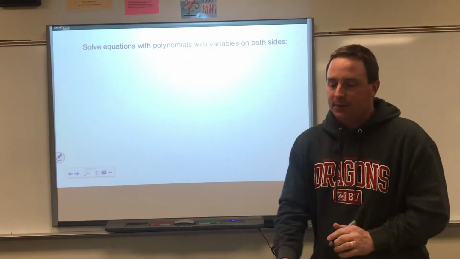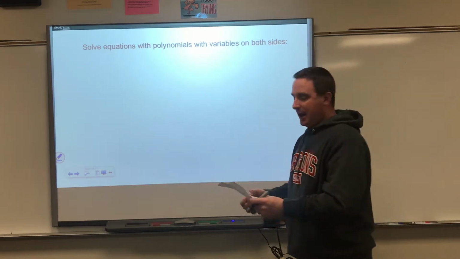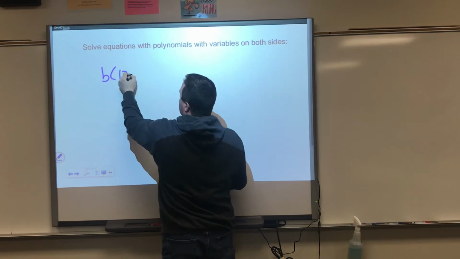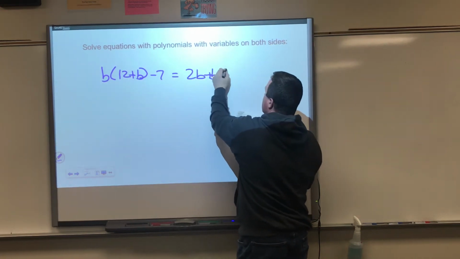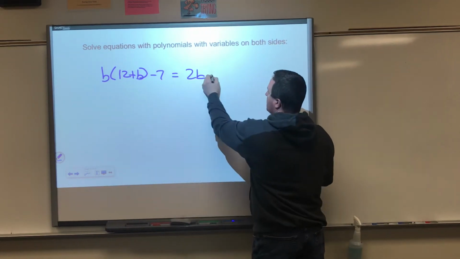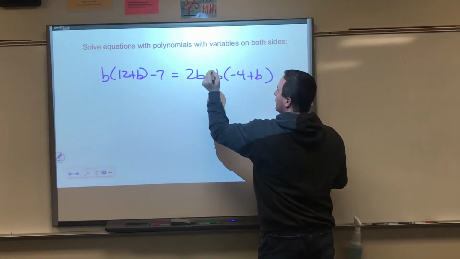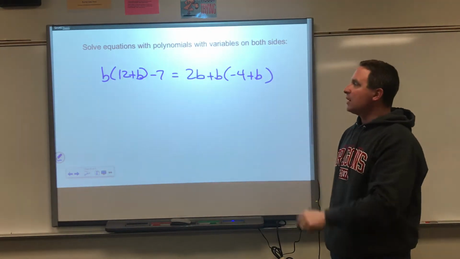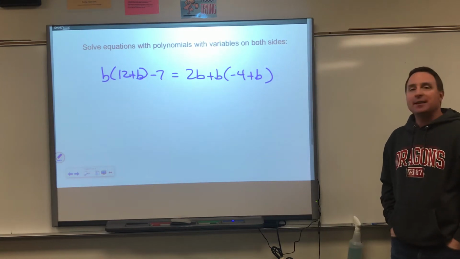The last thing they're going to have us do in this section is solve some equations. We're going to practice a couple here. 12 plus b minus 7 is 2b plus b times negative 4 plus b. So way back at the beginning of the semester in this class, we solved equations that had variables on both sides of it. This is just a little bit fancier version of it.